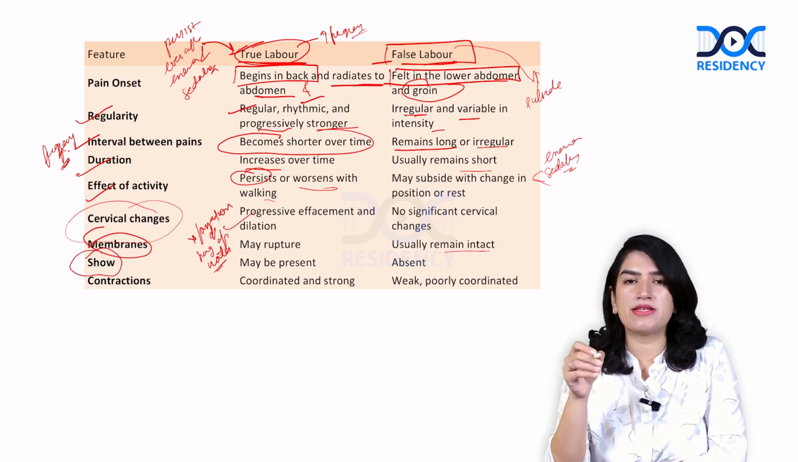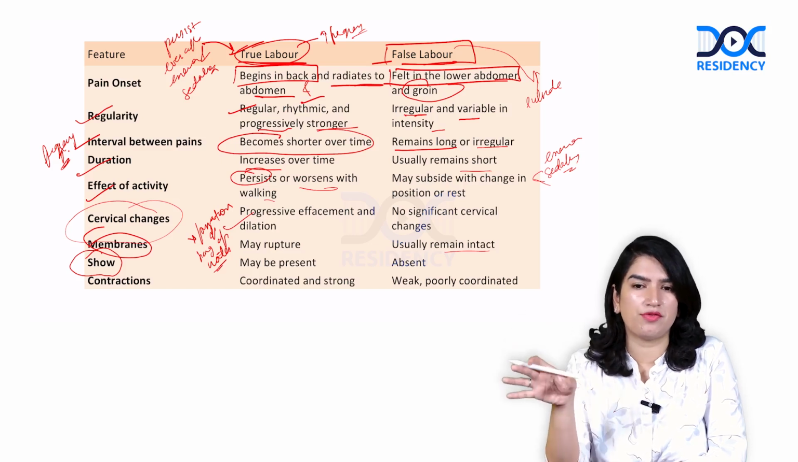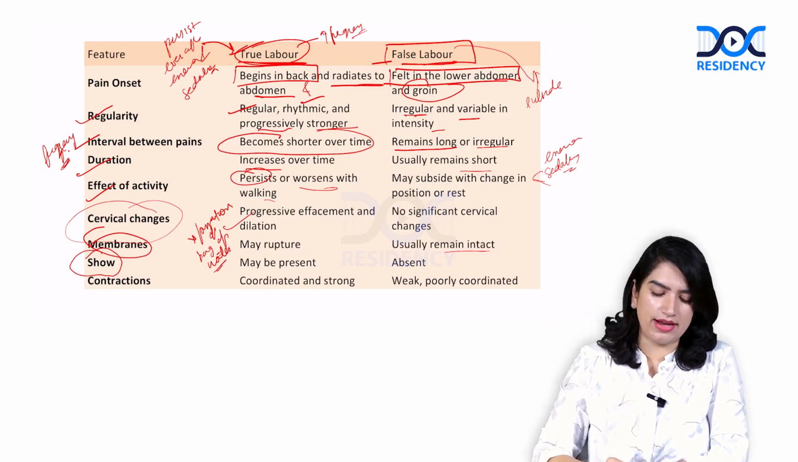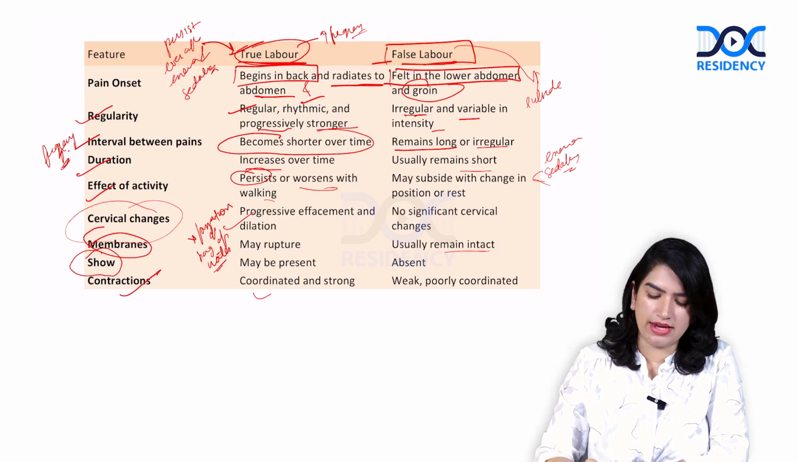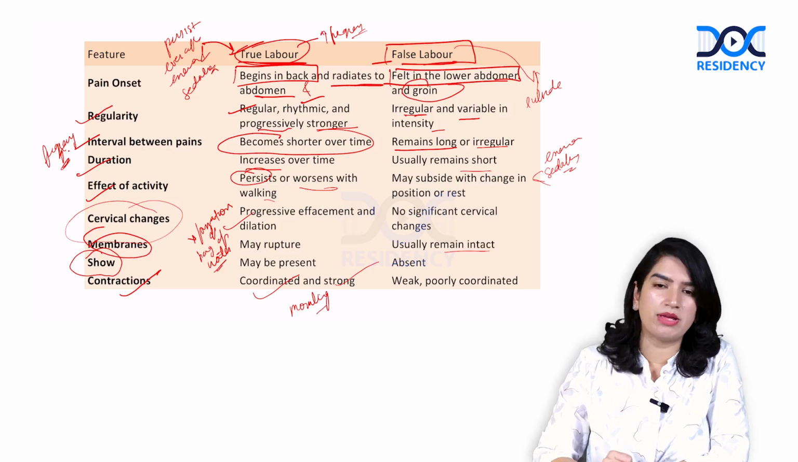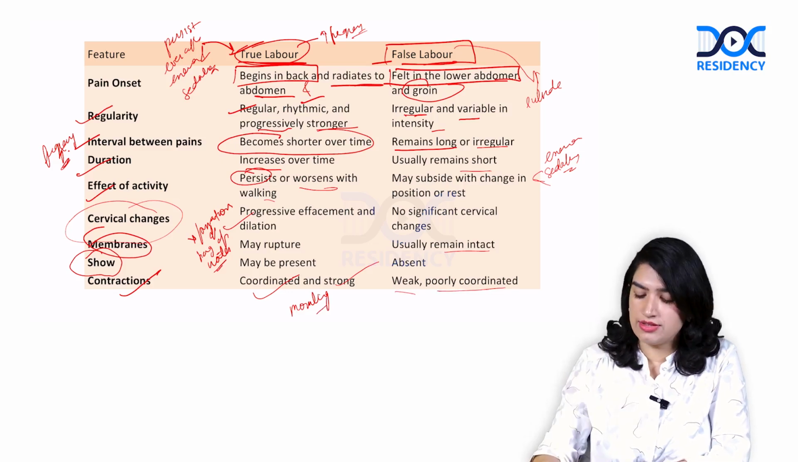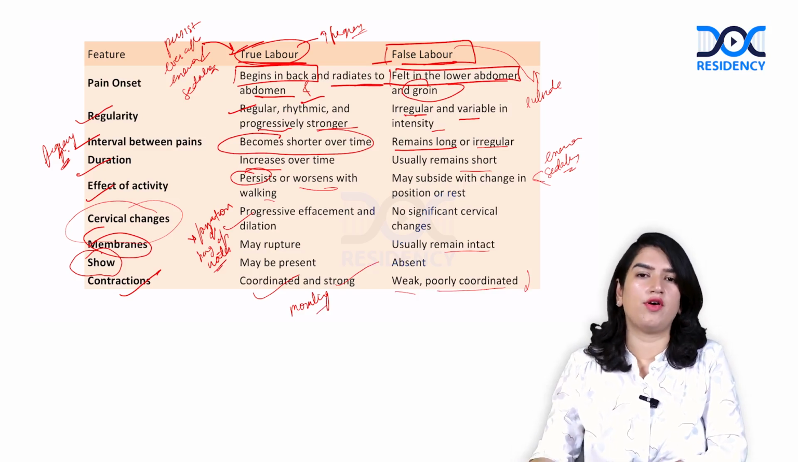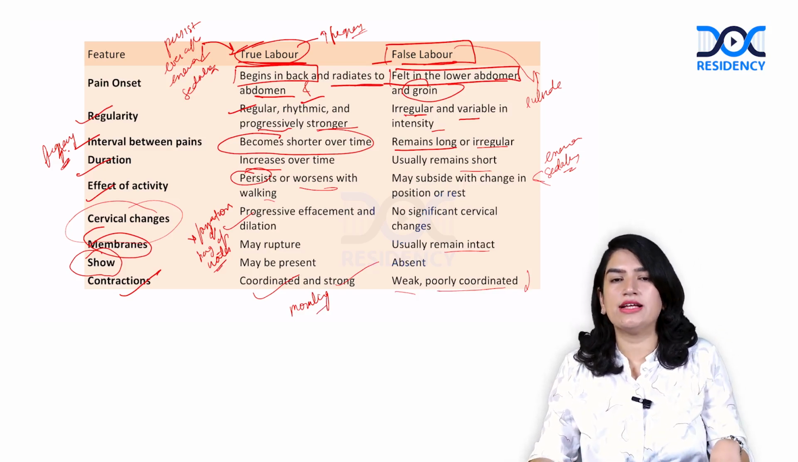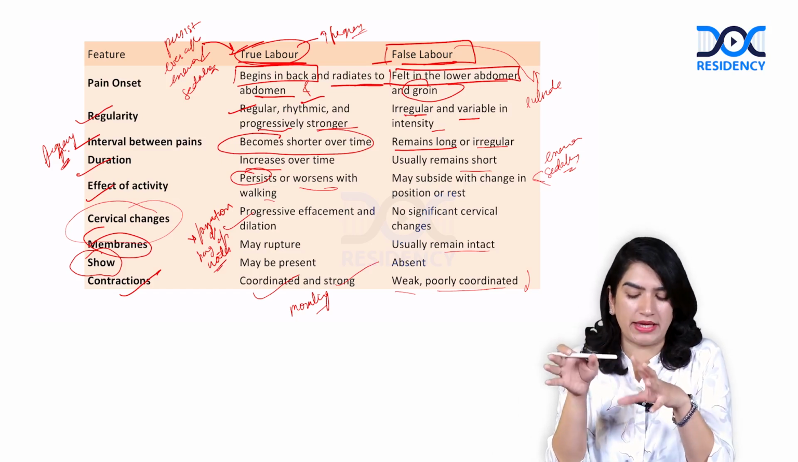We usually have the presence of show in true labor, but it is absent in cases of false labor. The contractions in the uterus are coordinated, strong, and mounting in nature in true labor, whereas they are weak and poorly coordinated in the rhythm and the rate in cases of false labor. So these are the key differences between true labor pains and false labor pains.